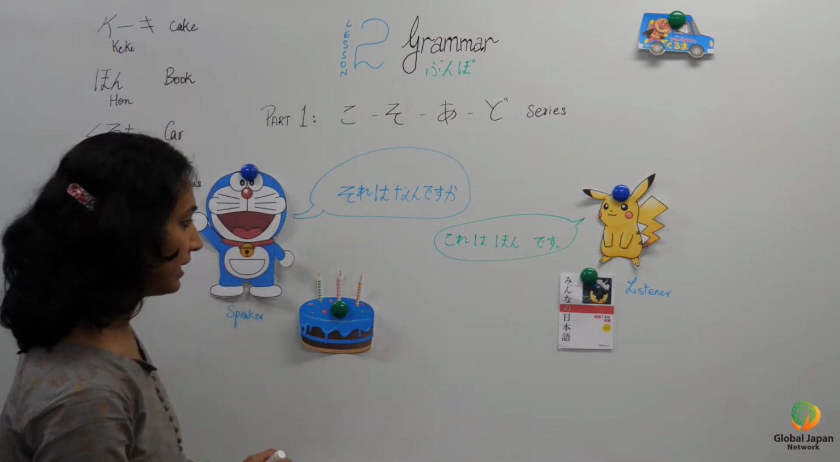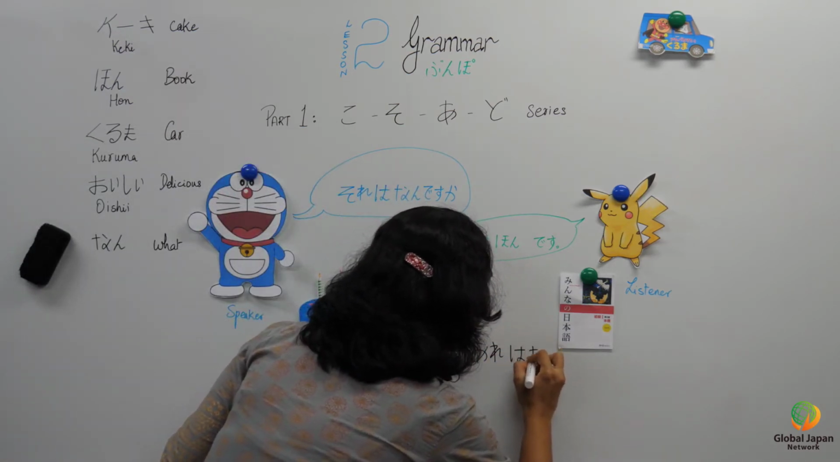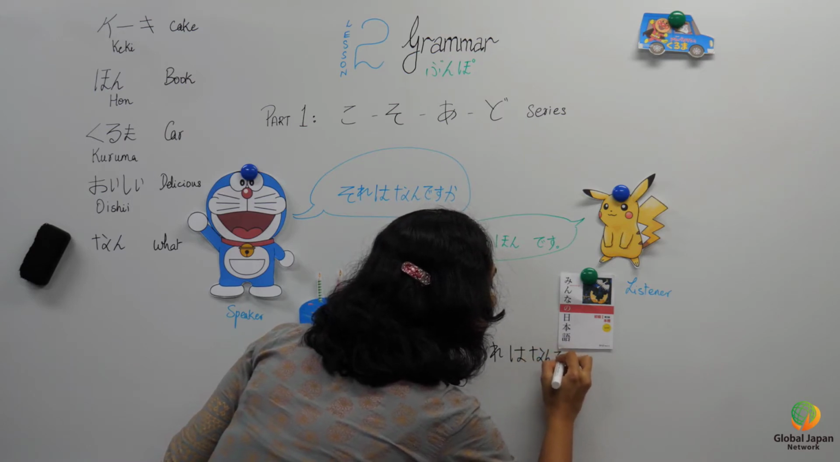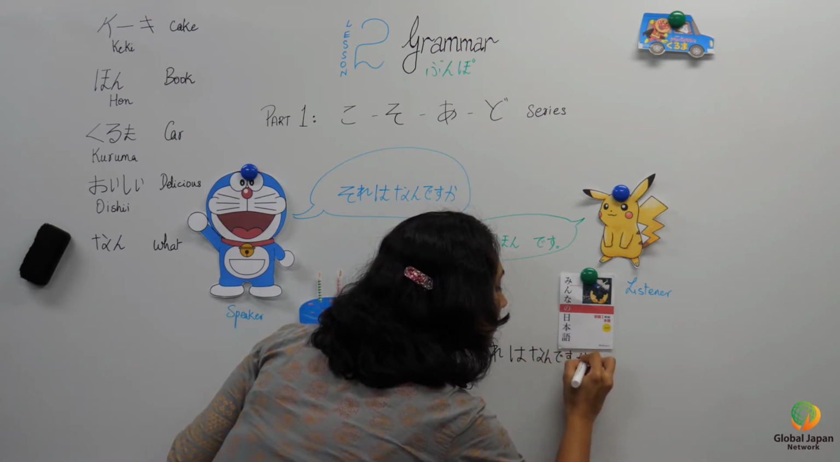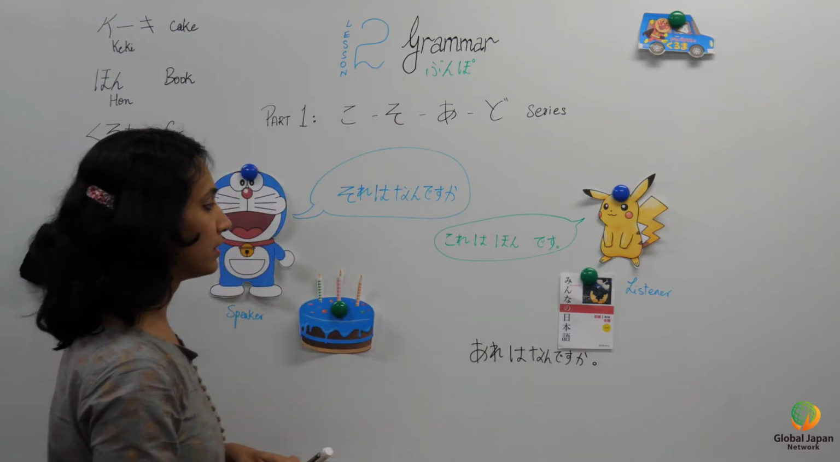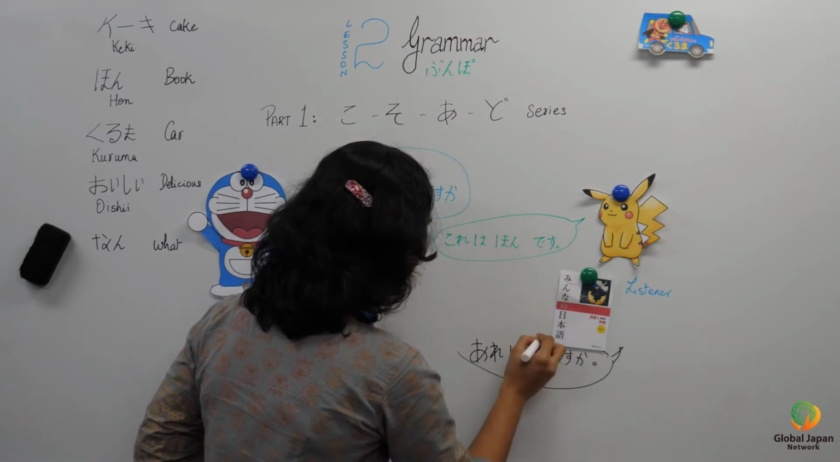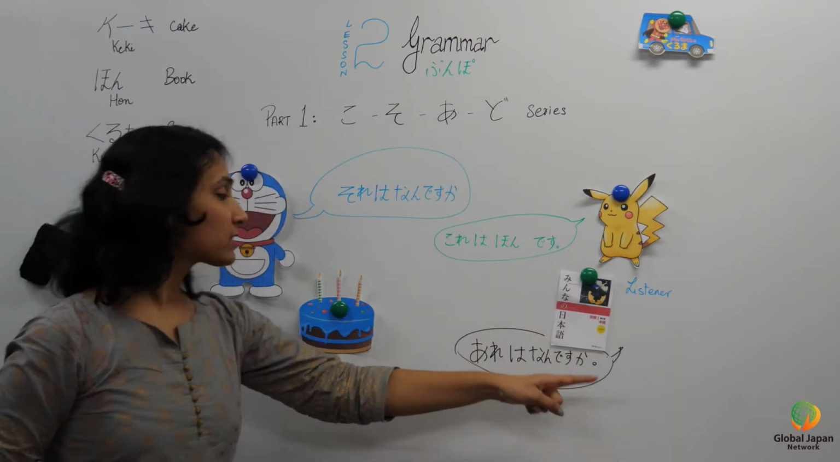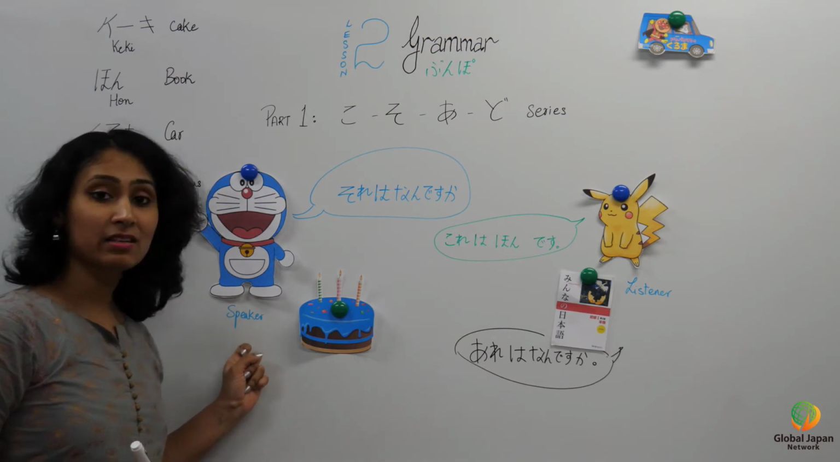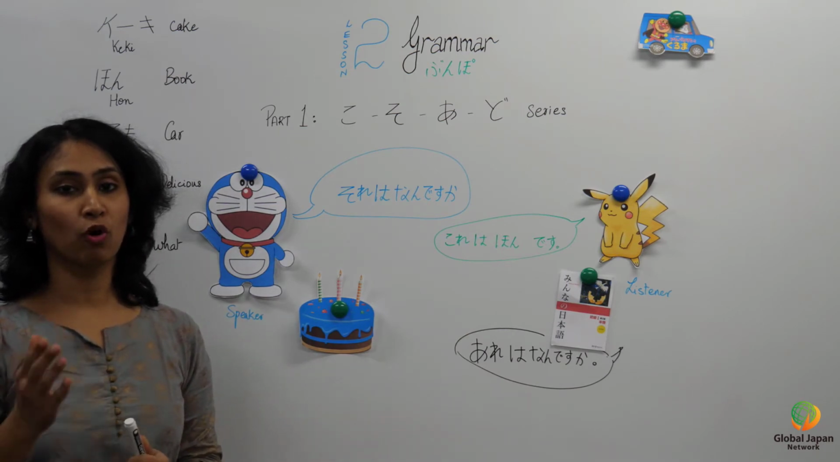Let's take, he is asking the next question. And his question is, are wa nan desu ka? Are wa nan desu ka? This is the second question which we are discussing. What is going to be the answer which he tells? Pausing here because I want you to think through.